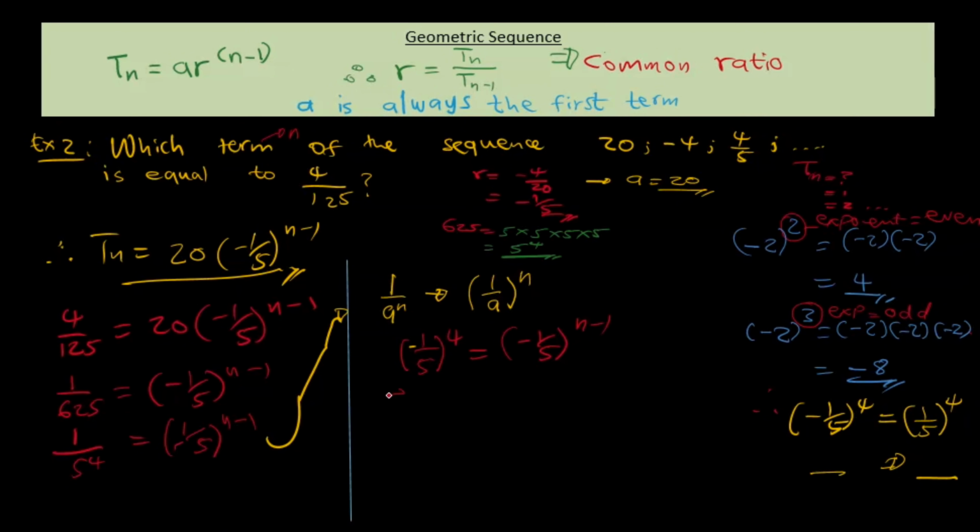Therefore, you equate the exponents, which will be 4 equals n minus 1. Therefore, n equals 5. So you take that to the other side, it's 4 plus 1, which is 5. Back to the question, T5, because n is 5, is equal to 4 over 125. Let's move to the next question.